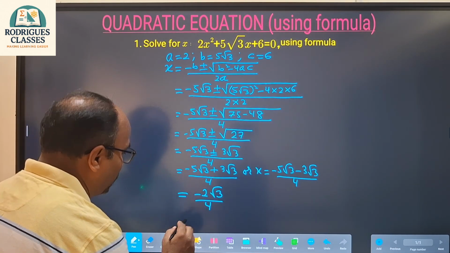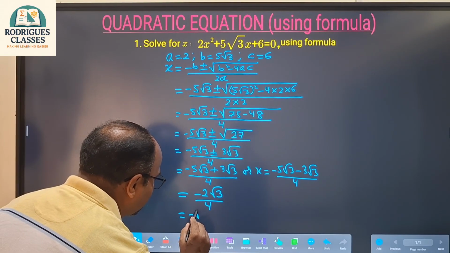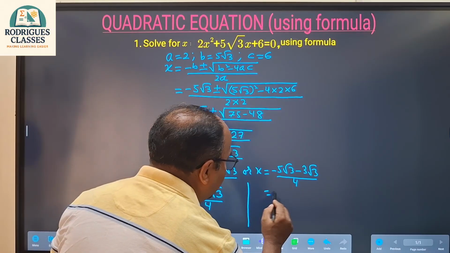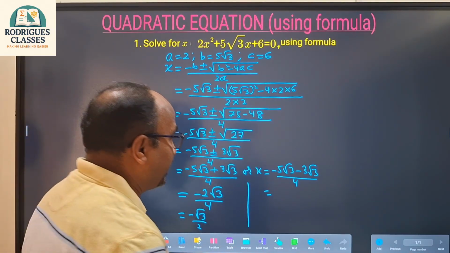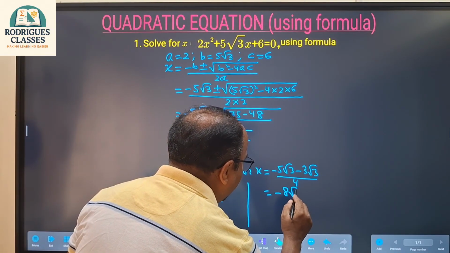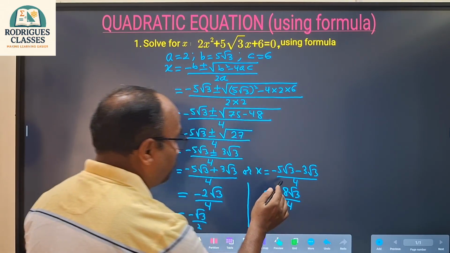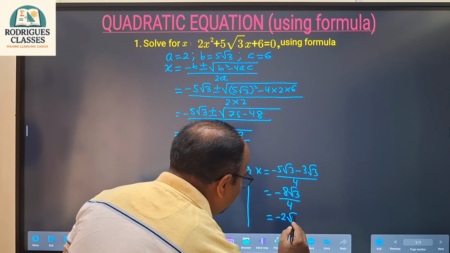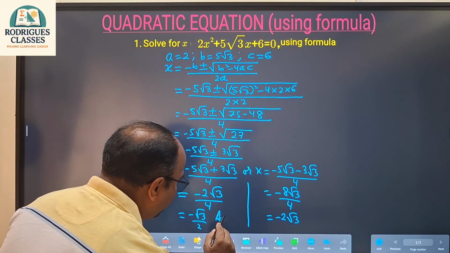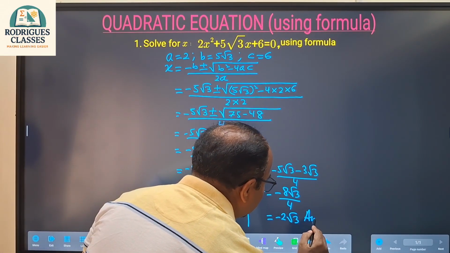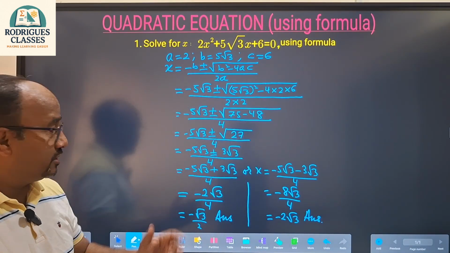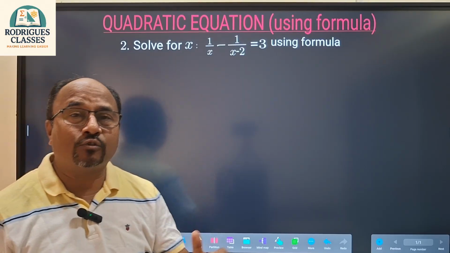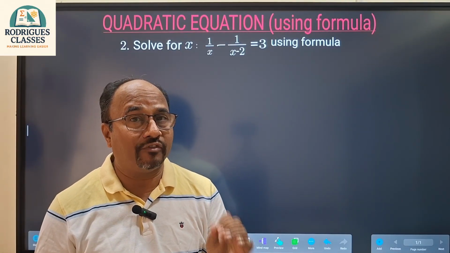So you can cancel 2 and 4 and you get the final answer for this one as minus root 3 by 2. And for this other part, both are in minus, so it will get added. So you get a minus 8 root 3 by 4. So 4 will divide that 8 and you will get the answer for this part as minus 2 root 3. So this is one of your answers and this is the second answer. So this is the way to work out using a formula. So let's see this second question. Okay, again we have to solve it using the formula.